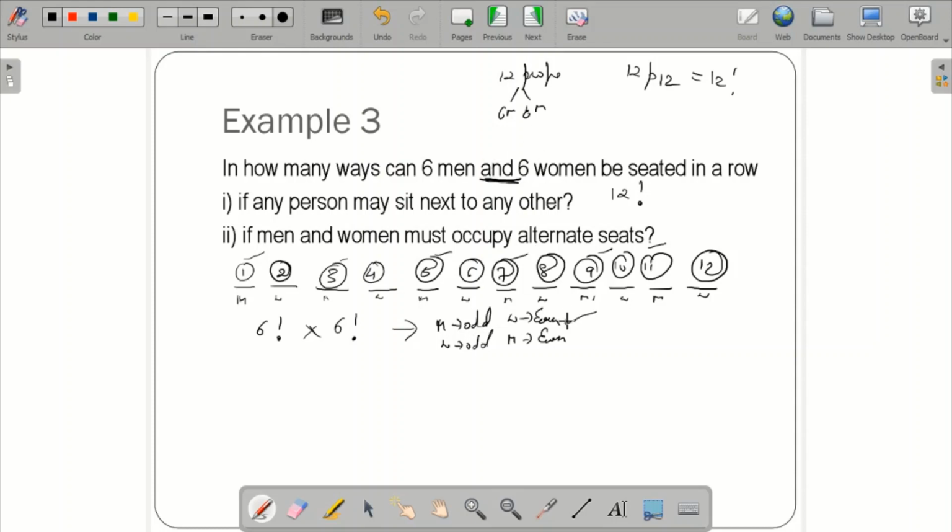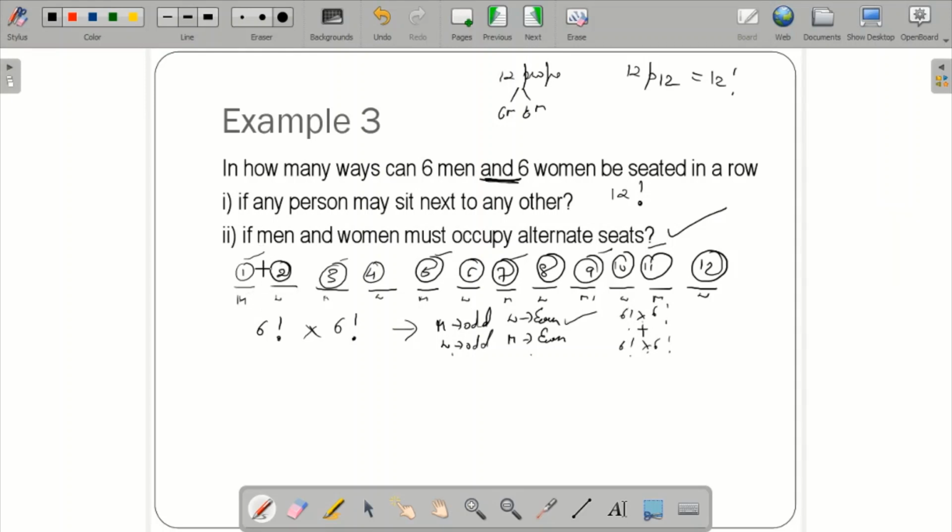So men odd, women even, we got 6 factorial into 6 factorial. When women odd and men even also, we'll get 6 factorial into 6 factorial. Finally, add these two, and that is the result. So this is regarding the example 3.